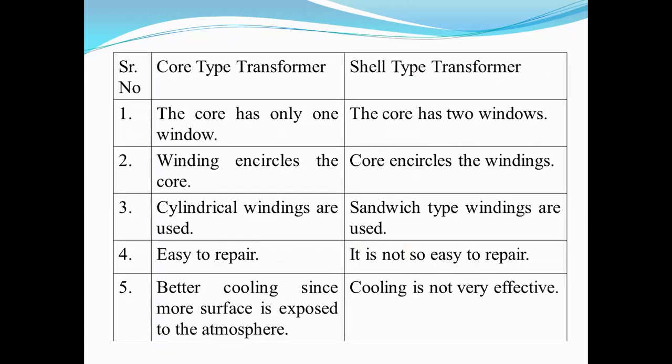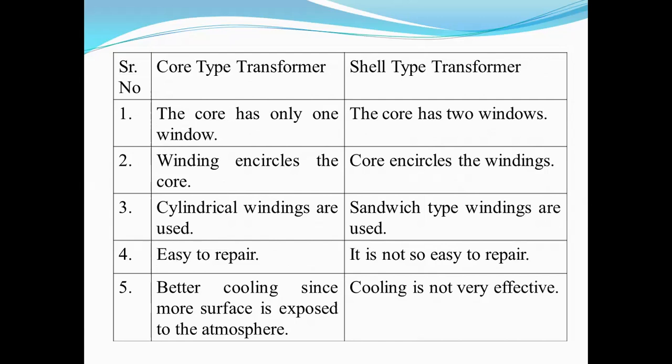So comparison between the core type and shell type transformer. The core type has only one window. In shell type, the core has two windows. In core type, winding encircles the core. So core is surrounded by winding, and in shell type, winding is surrounded by core.